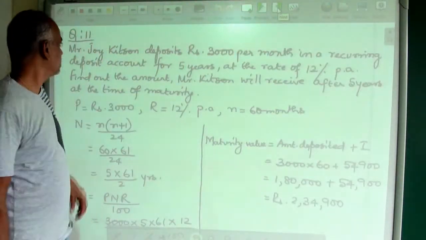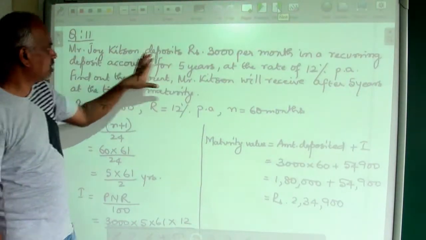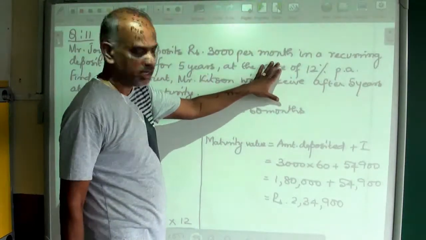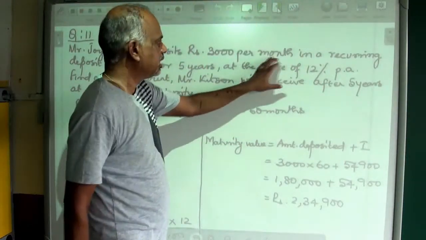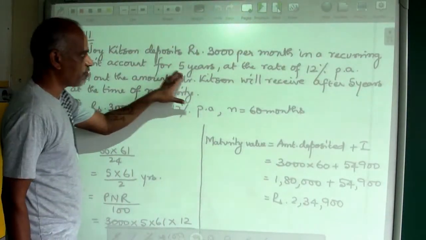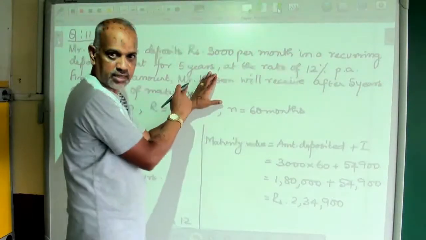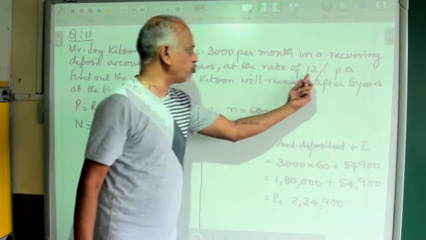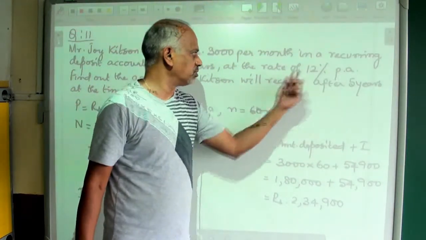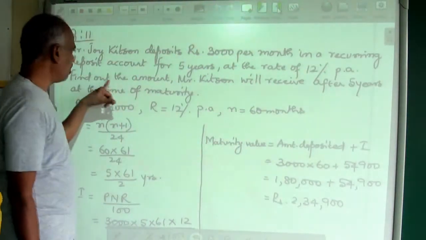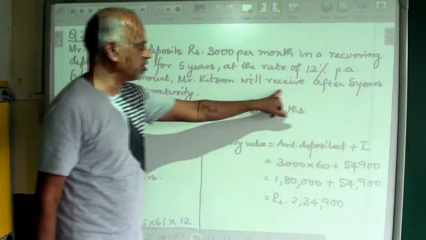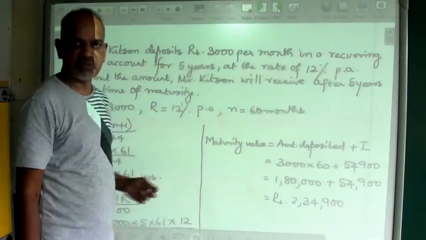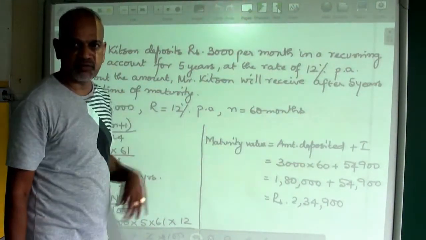Question number 11. Mr. Joy Kitson deposits rupees 3,000 per month, which means this becomes the principal, in a recurring deposit account for 5 years. You will not use the 5 years directly; you have to change this 5 years to months. At the rate of 12% PA, meaning per annum. This is the rate given. Find out the amount Mr. Kitson will receive after 5 years at the time of maturity. What he is going to receive after 5 years means you are going to find the maturity value.